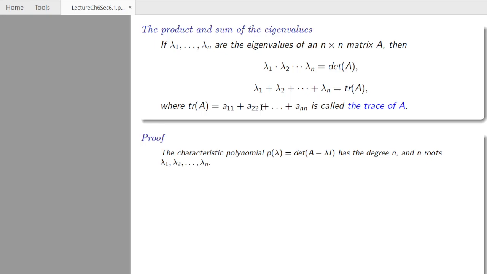Here's the proof. First of all, the characteristic polynomial P(lambda) has degree n because A minus lambda I is an n by n matrix. The lambda appears on each row, each column just once, so we can say this polynomial has degree n, so it has n roots. We call them lambda 1, lambda 2 to lambda n. These are the eigenvalues of the matrix A.